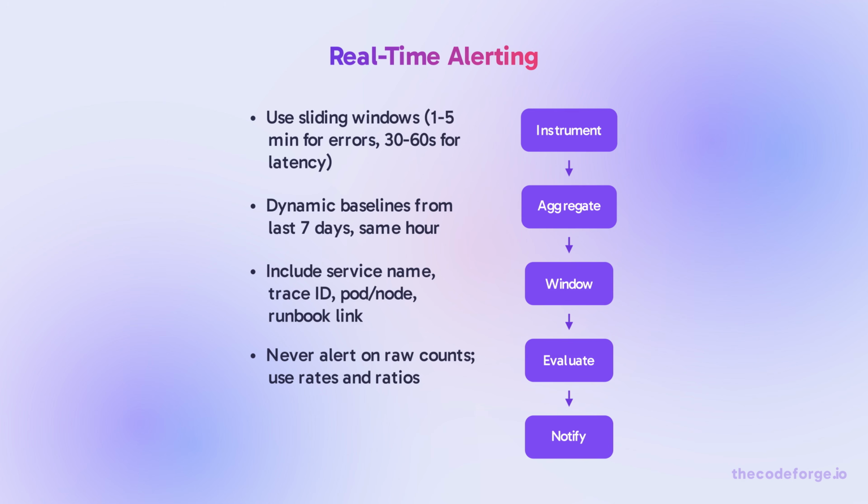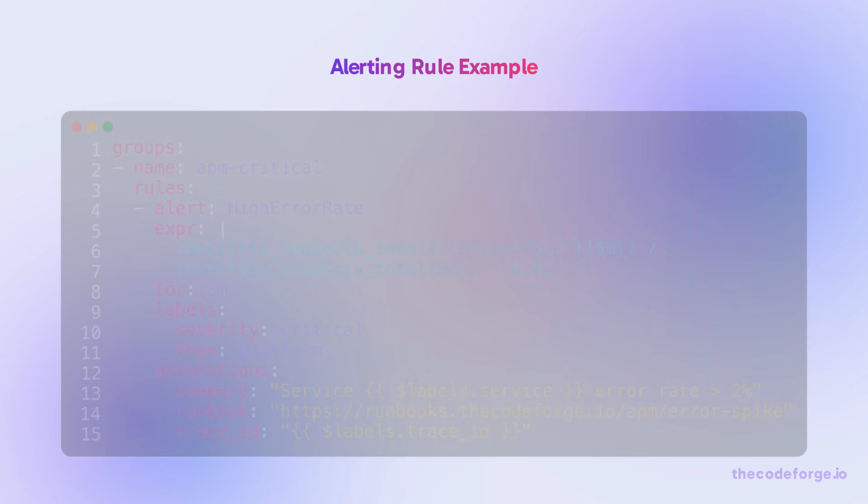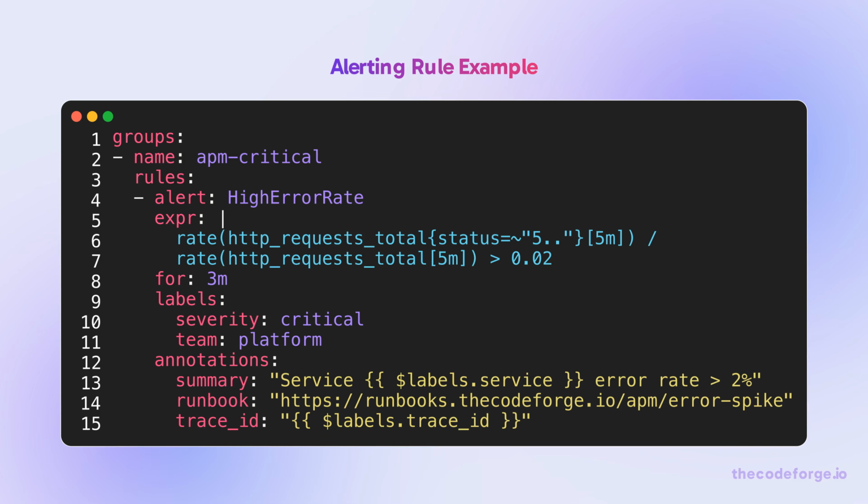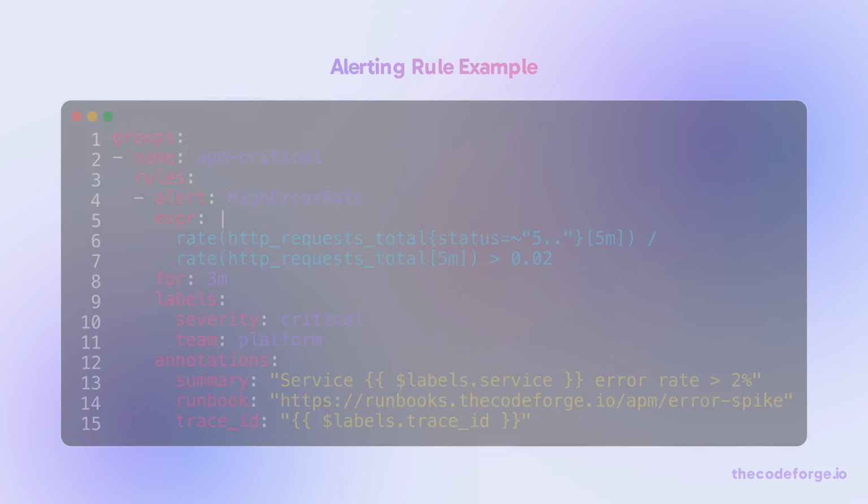Real-time alerting means acting on fresh data with context. Use sliding windows and dynamic baselines. When a page fires, it must include a trace ID and a runbook link, or it's just noise. This Prometheus alert rule fires when the error rate exceeds 2% for 3 minutes. It includes a runbook link and trace ID in the notification, so the on-call engineer has immediate context.